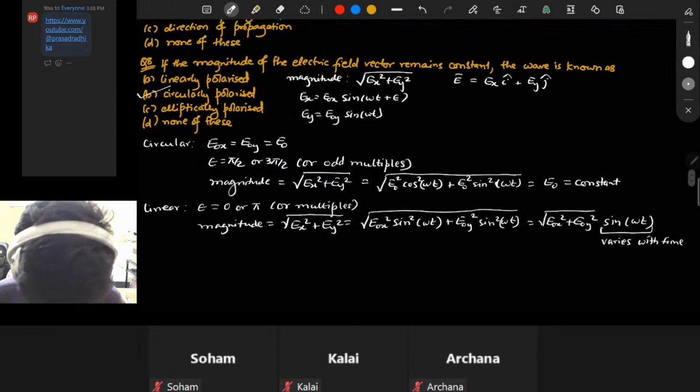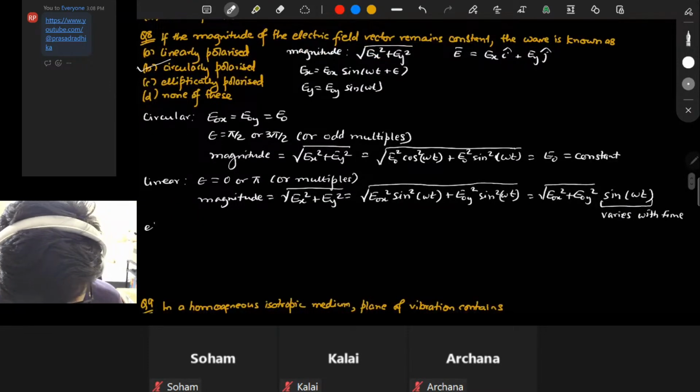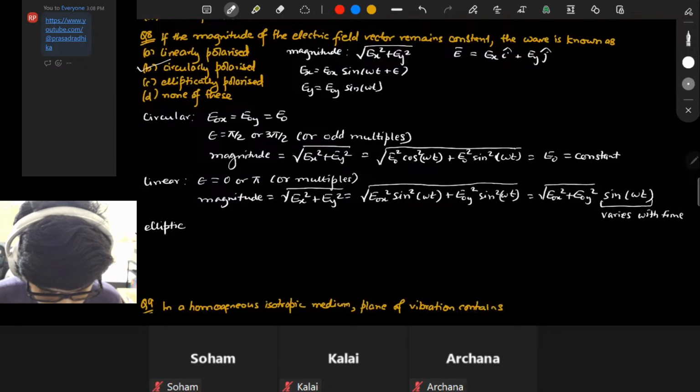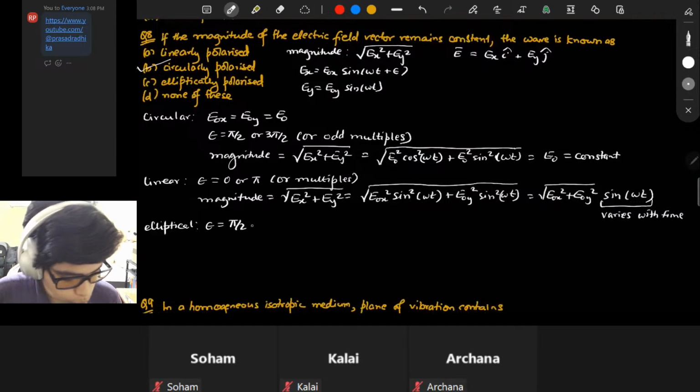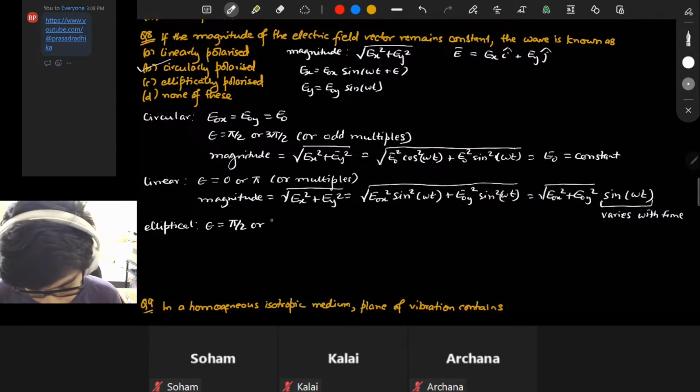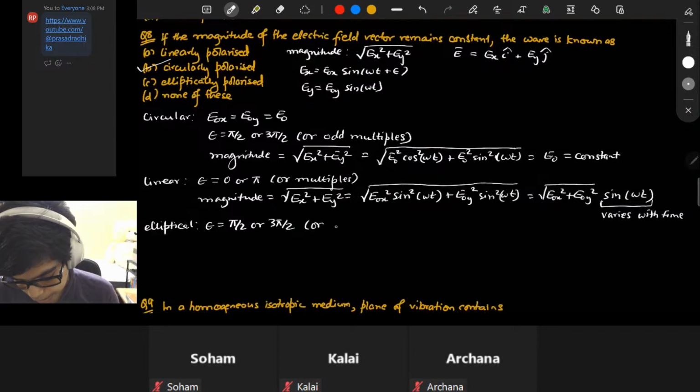And finally, we can look at the elliptical case. So for elliptical polarization, we have epsilon equals pi by 2 or 3 pi by 2, or odd multiples. Same condition as that for circular, except that now the amplitudes E naught x and E naught y need not be equal.